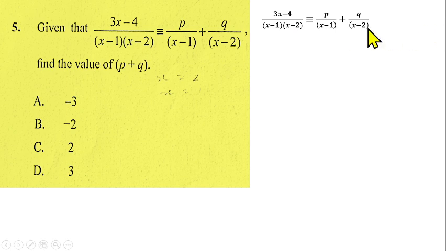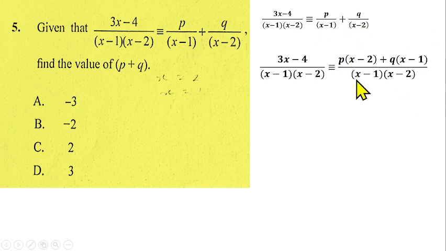Like I said, it's from partial fractions. So the first thing to do is to find the LCM of the right hand side, and the LCM is (x minus 1)(x minus 2). From there, x minus 1 into this will give us p into x minus 2, plus x minus 2 into this will give us q into x minus 1, to give us this.